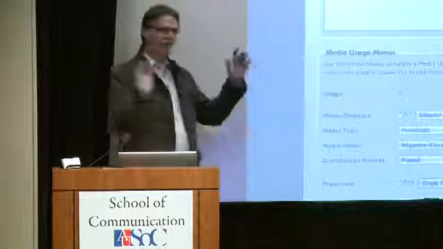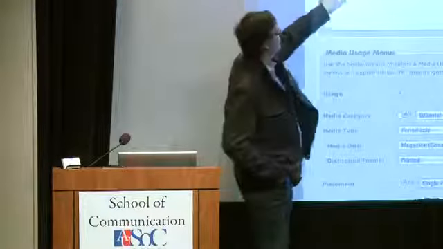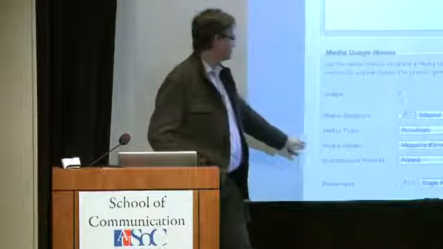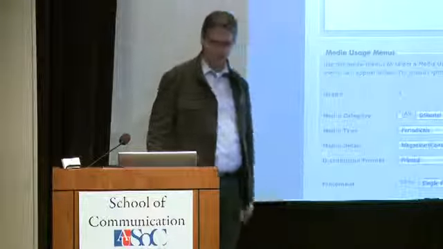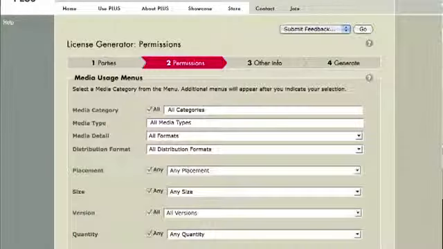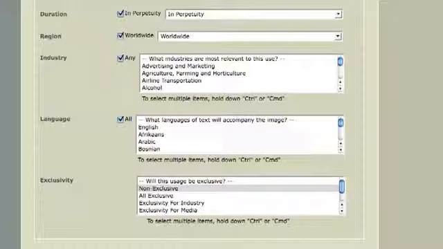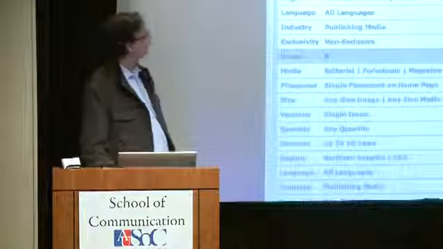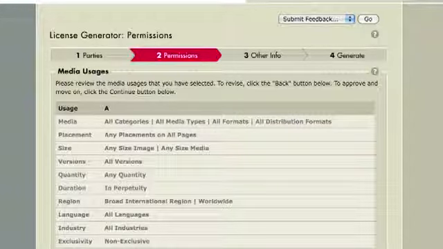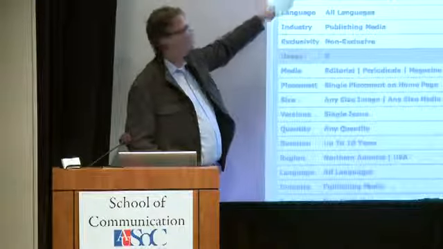Here's an example. If you wanted to go onto the Plus website, you could go in and you could choose from these drop-down menus: media category, editorial periodicals, consumer magazine, printed, single placement on front cover. Here it is kind of up closer. Up to a full page, any size image, single issue, up to 1 million circulation, up to 1 month. North America, you choose your industry, your language, your exclusivity, and you create this little thing called a rights package. Easy to read, easy to understand, no disagreements.